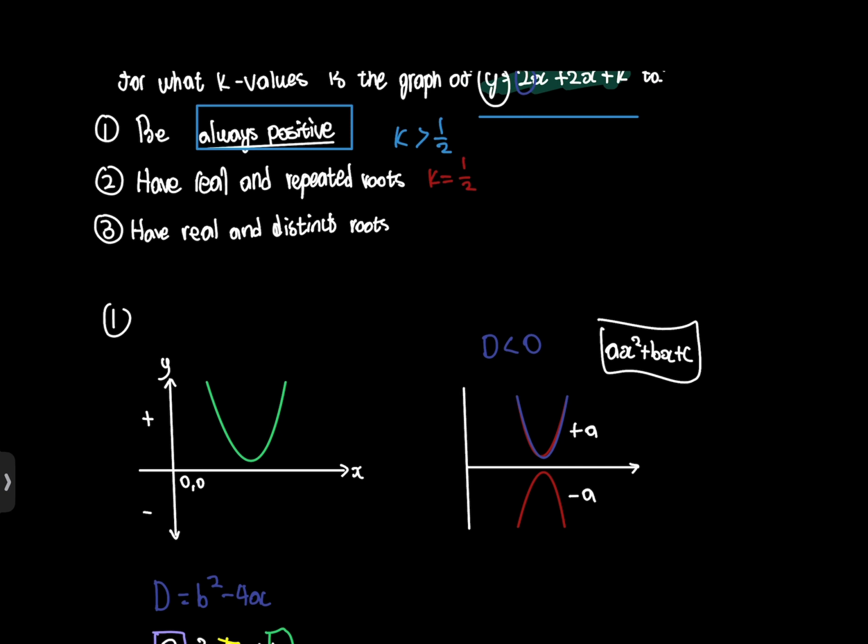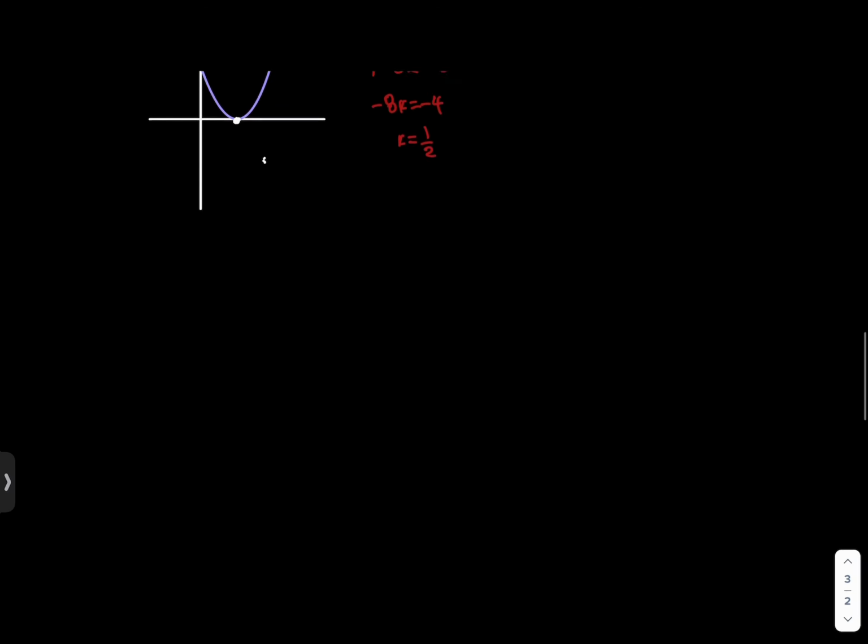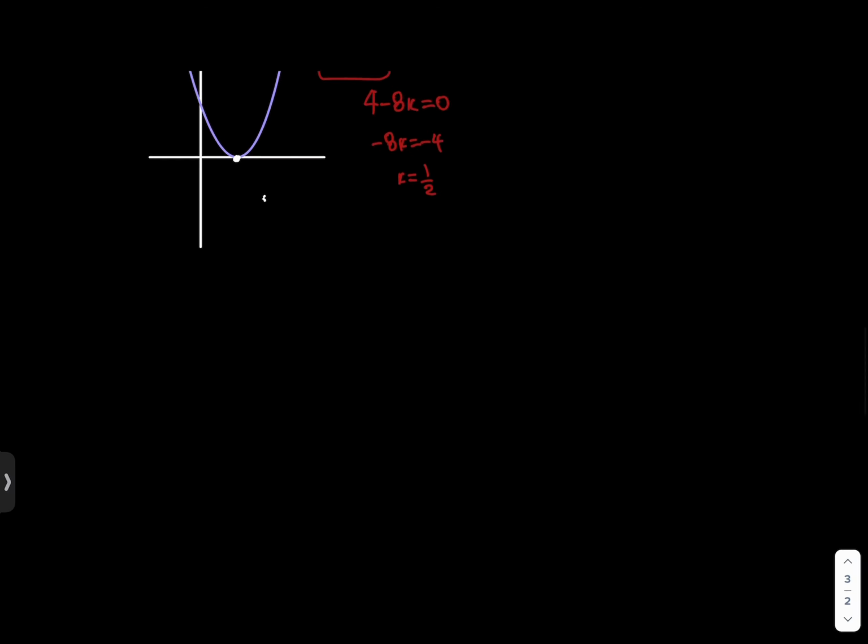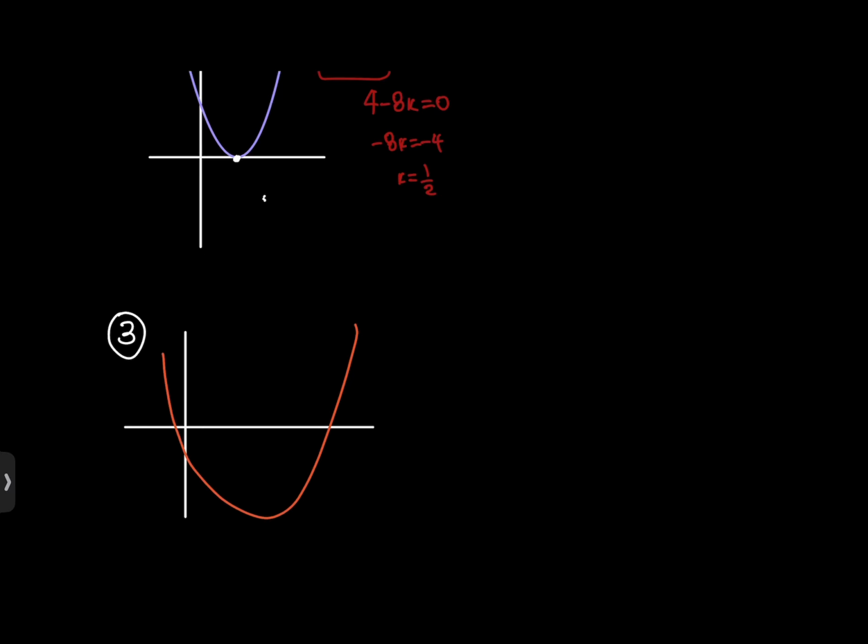For what k values is the graph of this to have real and distinct roots? Well, we need to do the same thing for the discriminant. So for number 3, having real and distinct roots means that your graph cuts the x-axis. It's not tangent anymore. There are two different points. This could be x equals -1, this could be x equals 3, for all I know.